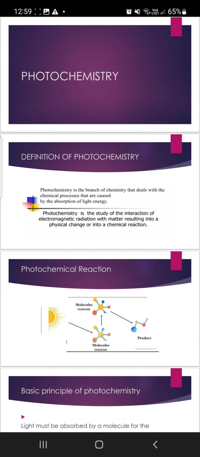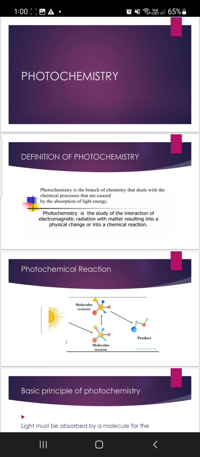Today I am going to present the topic photochemistry. We are familiar with the word photochemistry, so we can look into it. First, we are going to learn the definition of photochemistry.